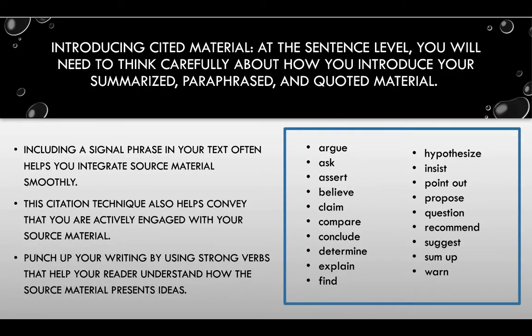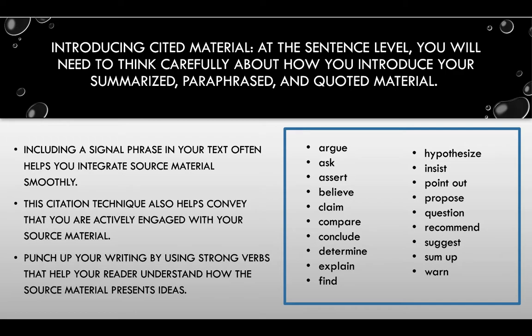So also, when we're talking about quoting, paraphrasing, summarizing, don't just plop in something. I don't want to see a quote sitting by itself as a sentence. You need to think about how you're going to introduce all that outside information. So you need a signal phrase in your text to help you integrate source material smoothly. And we'll talk about this a little bit more in class. But an example would be starting a sentence that says, as Jackson argues in his paper, quotation title, and then you give me a quote or you give me a paraphrase there.